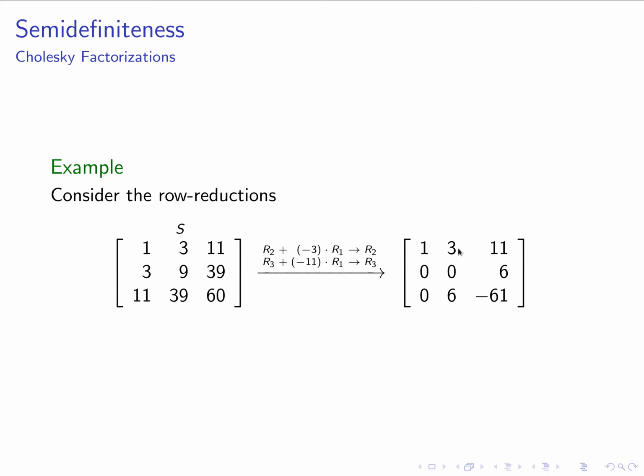And if we move right 1 and down 1 to continue the algorithm, we encounter a 0. Now, in this case, I don't have a number to use as a pivot, so I need a row swap. And since I need a row swap, I can terminate the algorithm and conclude immediately that this matrix is not positive definite.